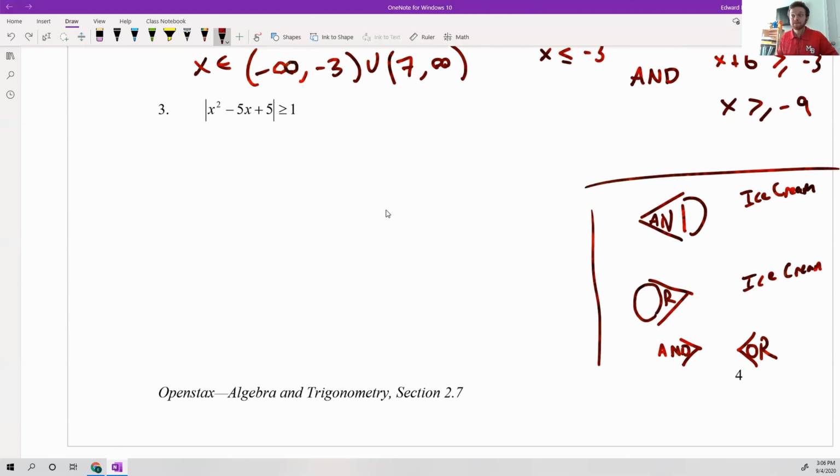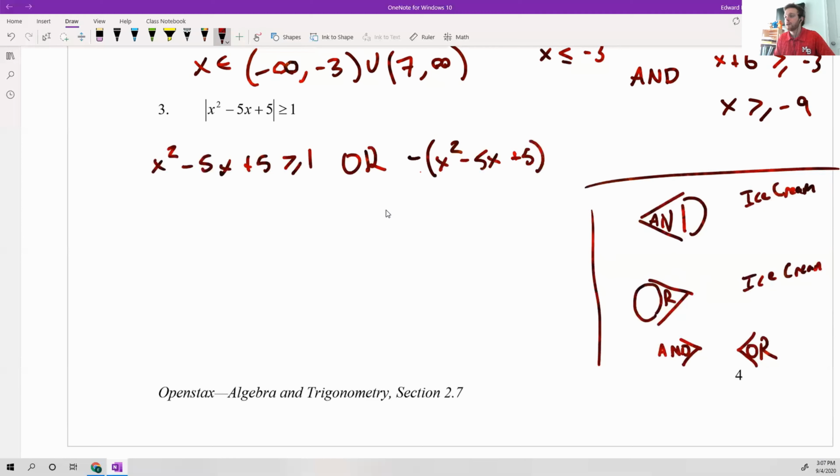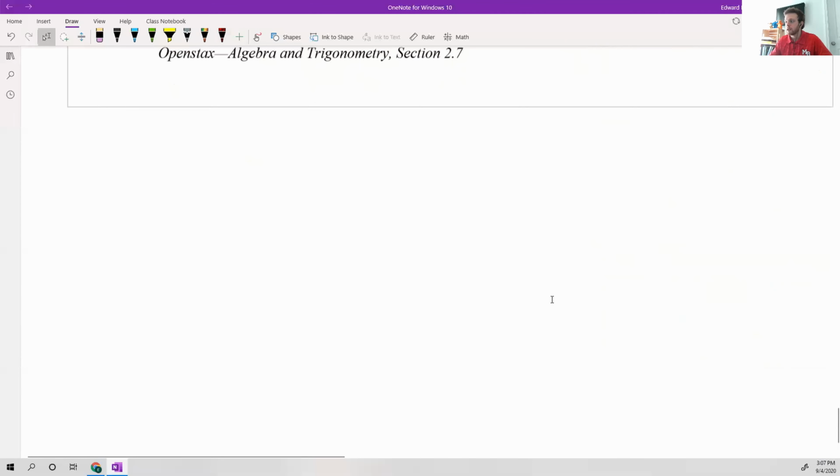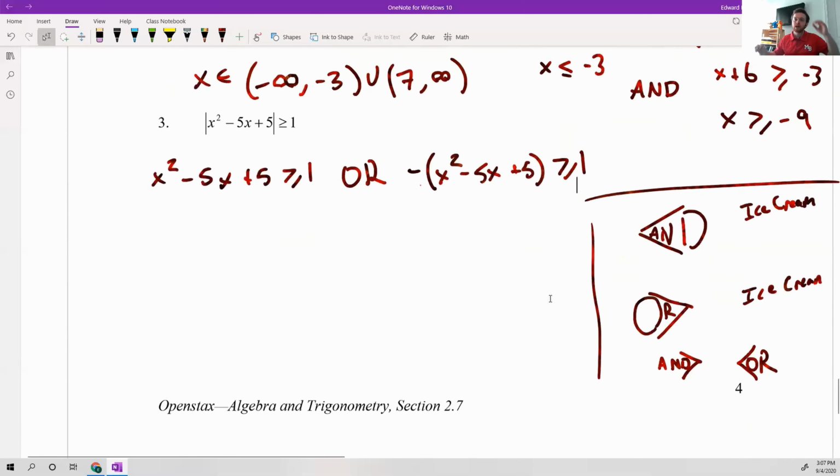So let's go ahead and do it. This is an obnoxious problem, but we need to know when x squared minus 5x plus 5 is greater than 1, or when is the negative quantity x squared minus 5x plus 5 greater than 1. I think this video is getting long enough. We will leave this problem for the viewer. Exercise to the viewer.